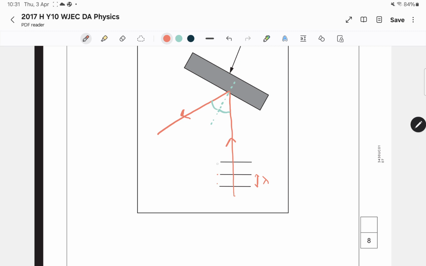So we've got 1, 2, 3. There's another one. There's another one. There's another one. The wavelengths aren't going to change here. It's just reflection. Refraction would change the wavelength, but reflection doesn't. So I'm going to have them all the same wavelength, same distance apart. I'm going to try anyway.